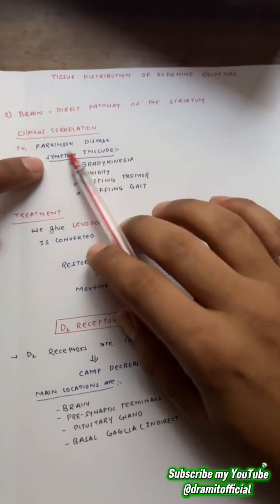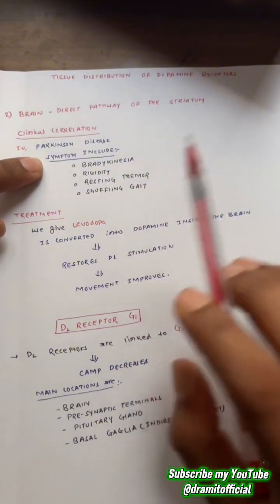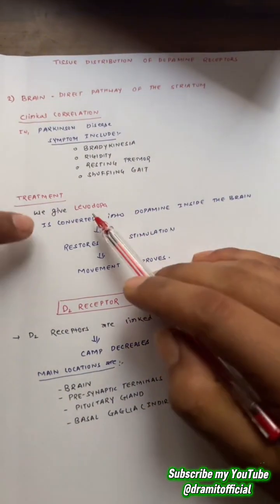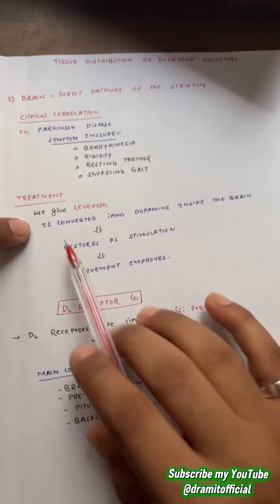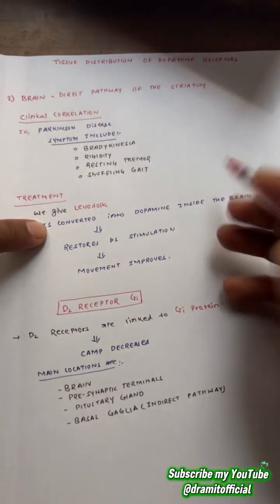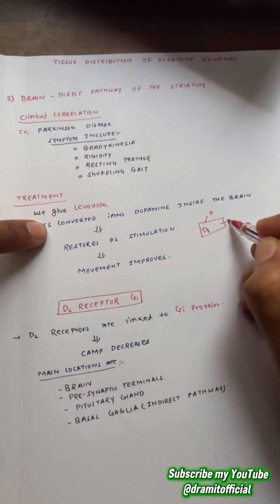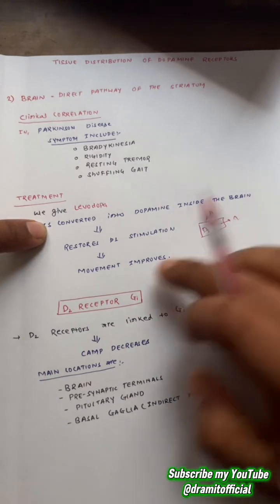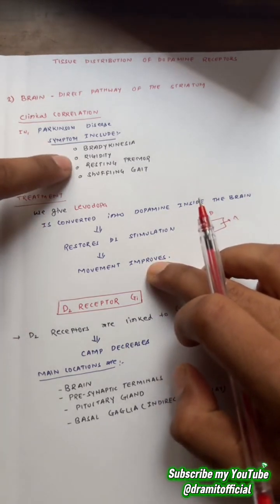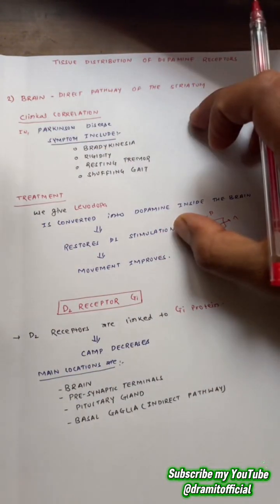In Parkinson's disease, the symptoms are bradykinesia, rigidity, resting tremor, and shuffling gait. So what do we do? In treatment, we give levodopa. This levodopa is converted to dopamine inside the brain, and this dopamine will act on the D1 receptor and accelerate the movement, and it will improve the bradykinesia, rigidity, resting tremor, and shuffling gait. So this is how D1 receptors work, or the clinical correlations of D1 receptor in Parkinson's disease.